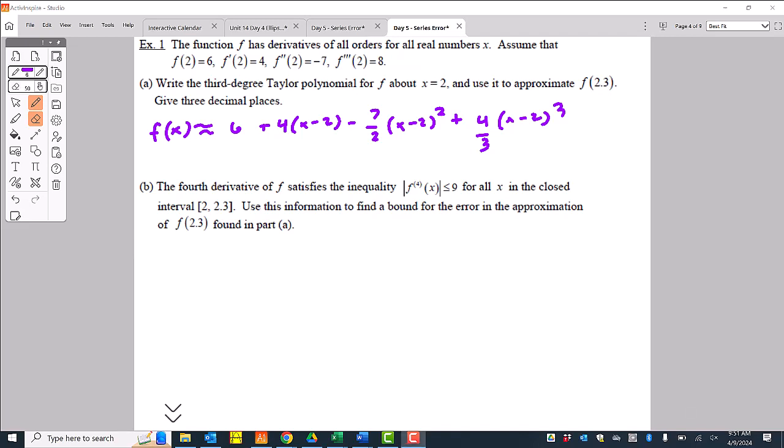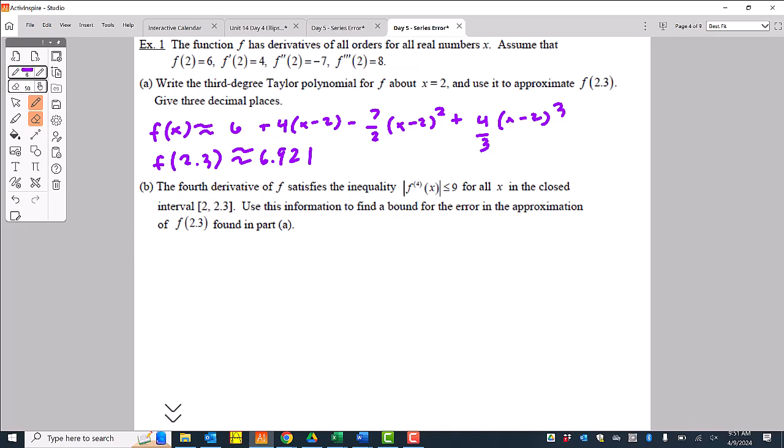All right, so if we plug this into the calculator, we get f of 2.3 is approximately 6.921. Now, if you're doing this to prepare for the AP exam, know that it is very rare for a problem like this to show up on the calculator section. It's more likely to show up on the no calculator section.